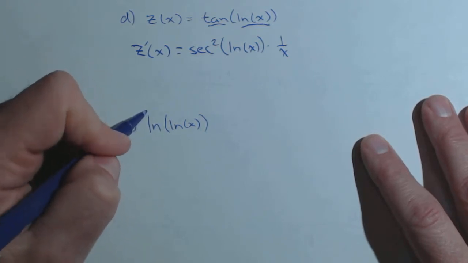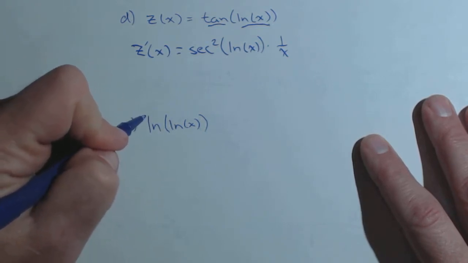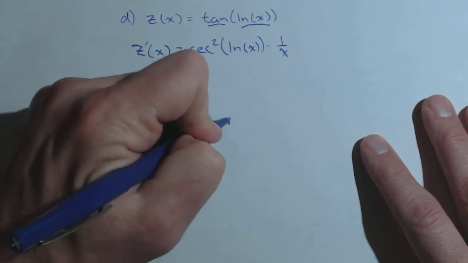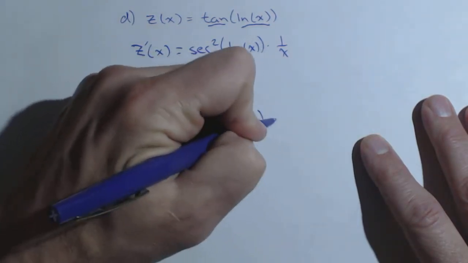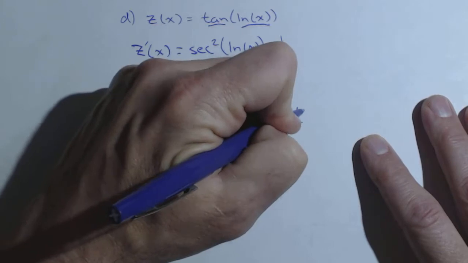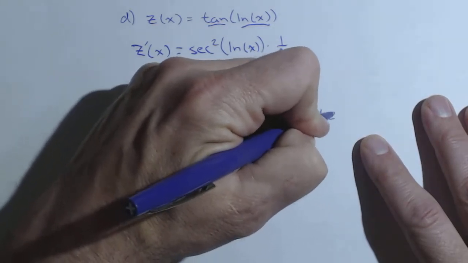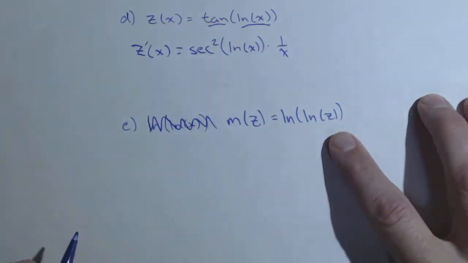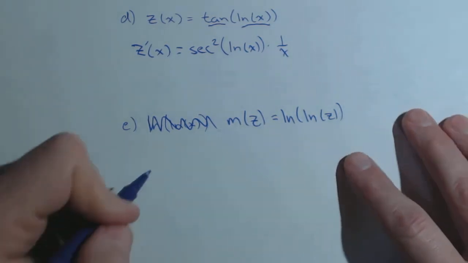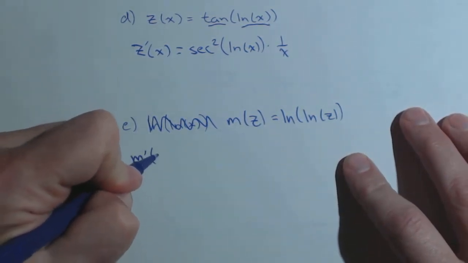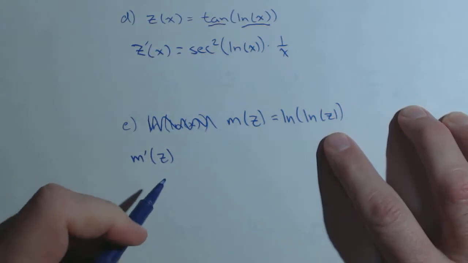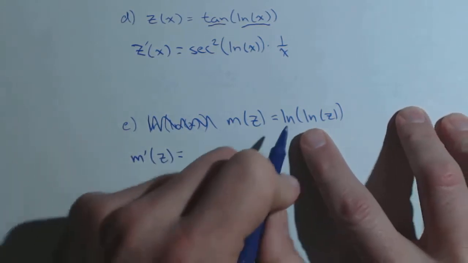Let's give this function here a name. That's m of z, let's say, equals ln of the ln of z. This one may look scary at first. Again, just follow your derivative rules and you'll be fine. First thing we want to recognize here is that it is a composition, which means chain rule.